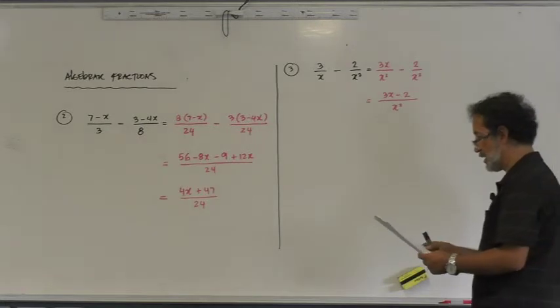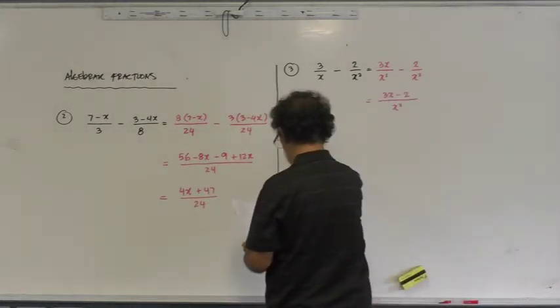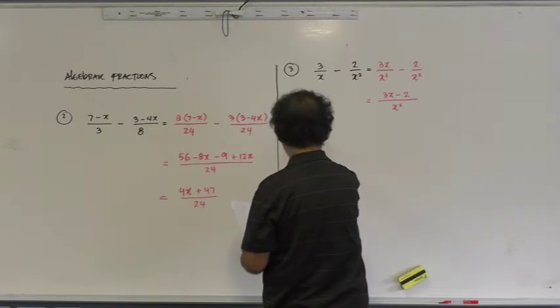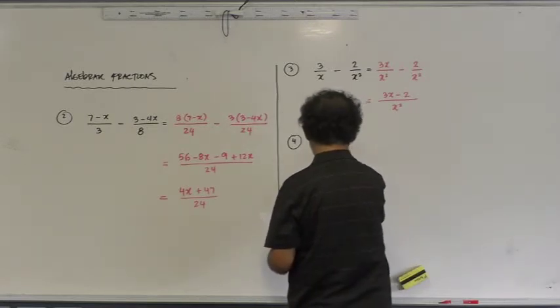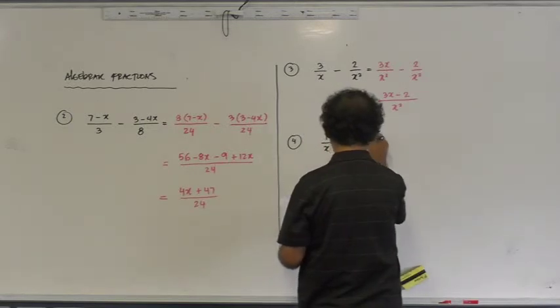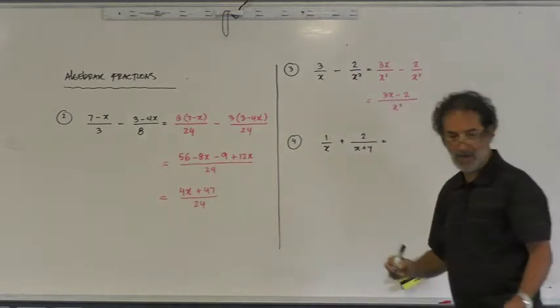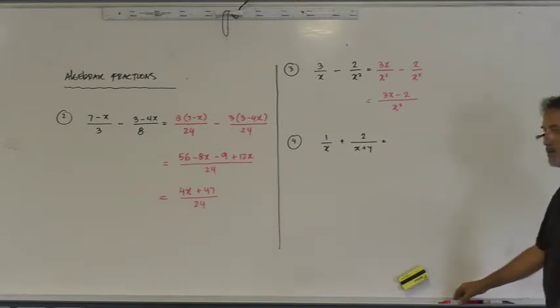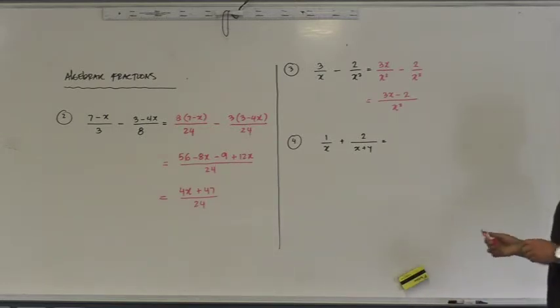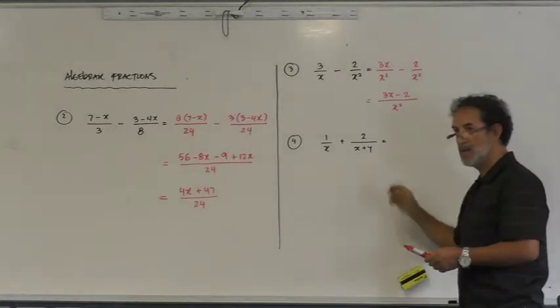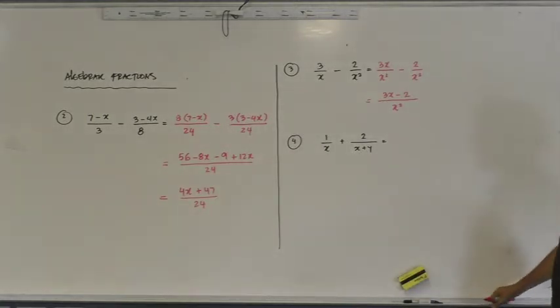Okay, so it gets a little bit complicated now, so get ready. All right, let's say that you have an addition like that. So in here we're going to have to amplify the first and the second fraction by the respective denominator.